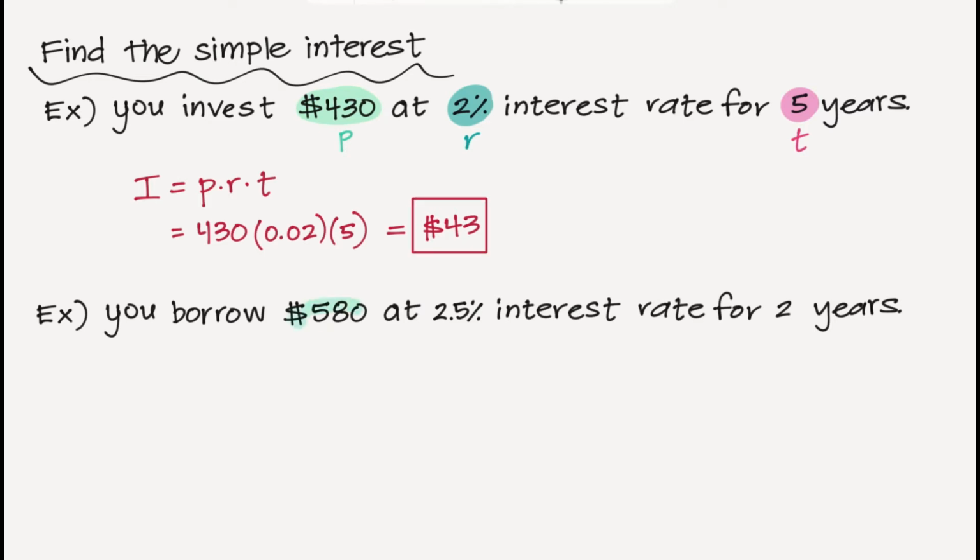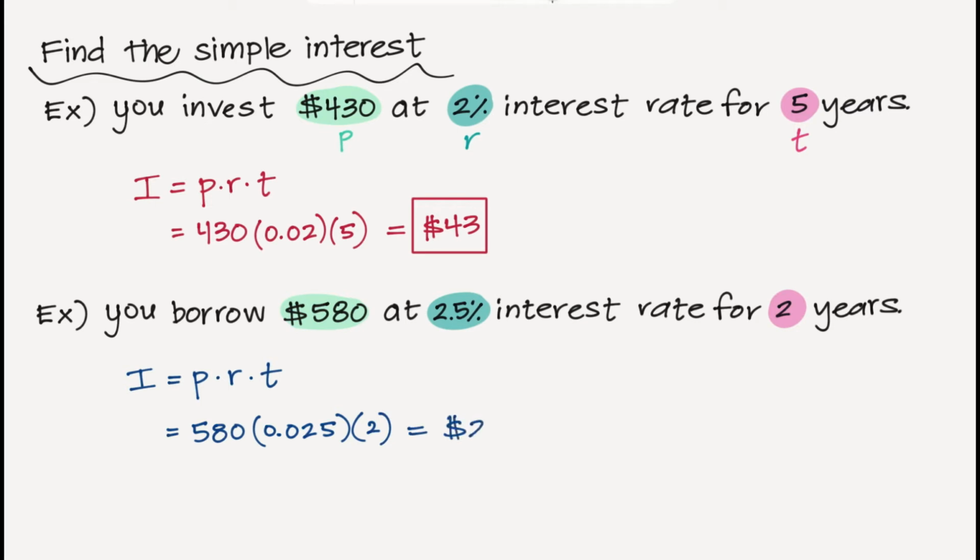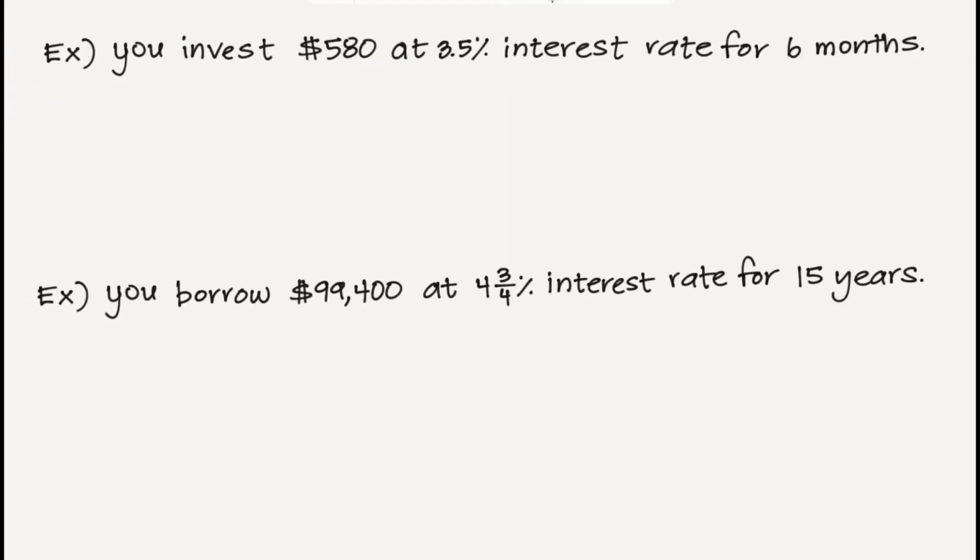The next one says that you borrow $580 at 2.5% interest rate for 2 years. Let's do it again. I equals P times R times T. So the principal times the rate times the time. The principal is $580. The rate is 0.025, and then the T is 2 for 2 years. And again, when I put this into my calculator, I find that after 2 years, I earned $29. And that's it. Okay, so you don't earn a whole lot of money, but these are very small interest rates.